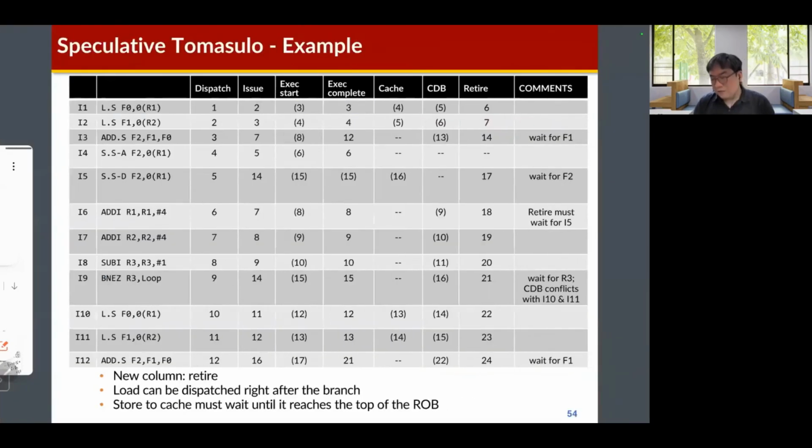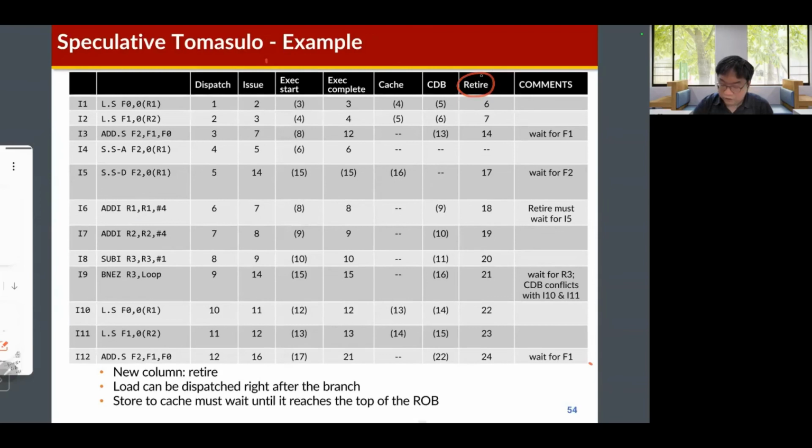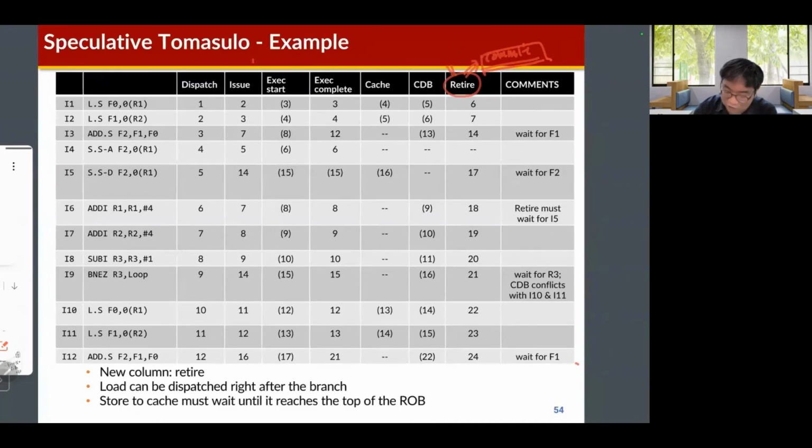So let's see the clock cycles of this speculative Tomasulo algorithm, like this table. If you see this table, we can find that the retire column is added. So retire is actually commit. This terminology is a little bit different by textbook. Some textbooks use retire, because the instruction is retired from the ROB, popped out from the ROB. I frequently use commit, and some textbooks use graduate.